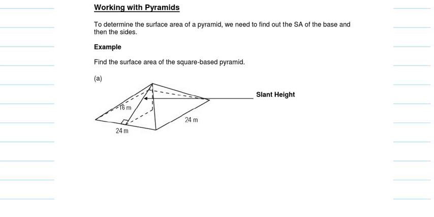Okay? So the good thing is that it's only technically 2 shapes. I have 4 of the triangles, and the base is the square. So if I want to find the surface area of the pyramid, I have to find the area of the square and the area of the triangles times 4. Is that right? Good.